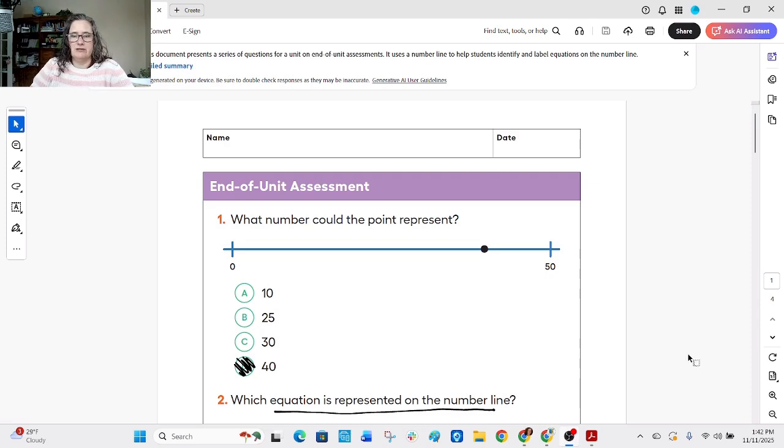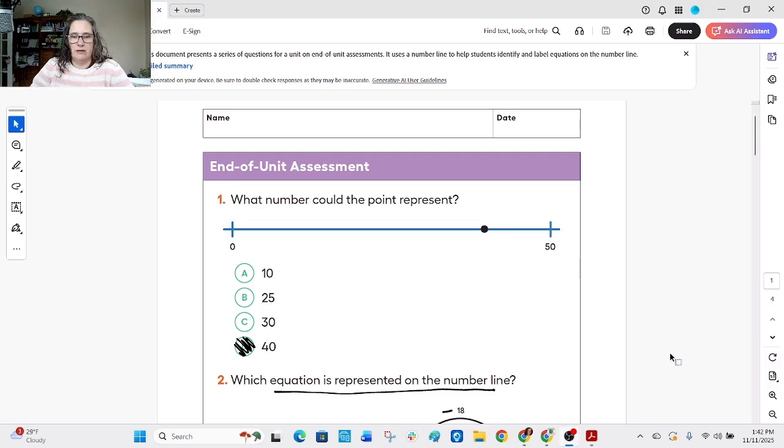So Unit 4 is all about representing numbers on number lines and representing our thinking and equations for adding and subtracting on number lines. So here on the end of unit assessment item 1, you can see that they're identifying what number could the point represent. So they're thinking about, does that point on the number line feel closer to 0 or closer to 50, and which one of the numbers that's their choice kind of aligns with how close it is.